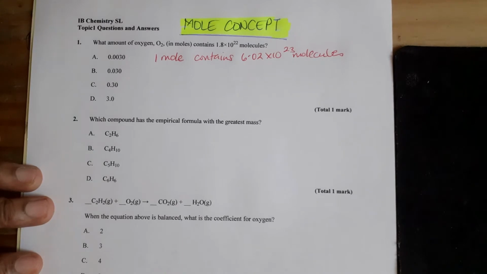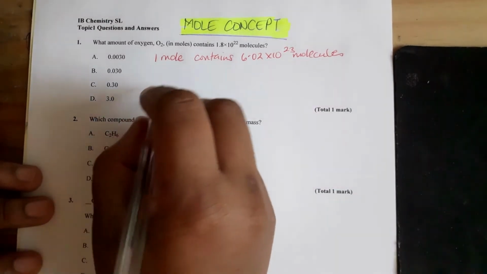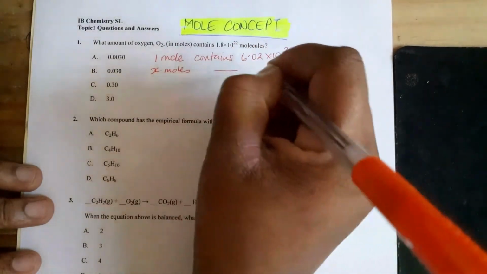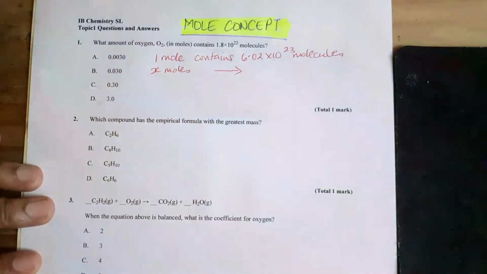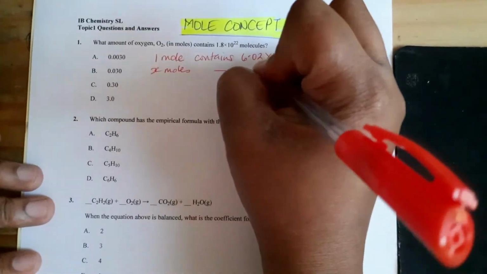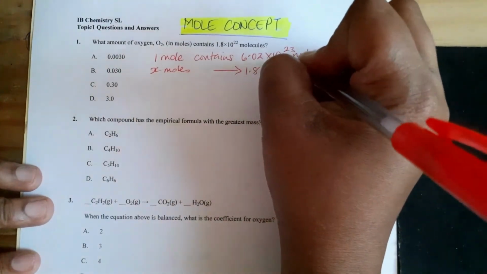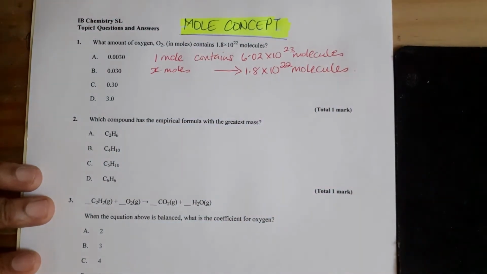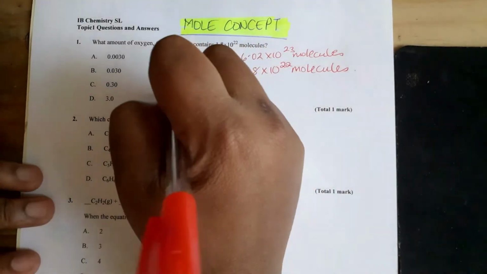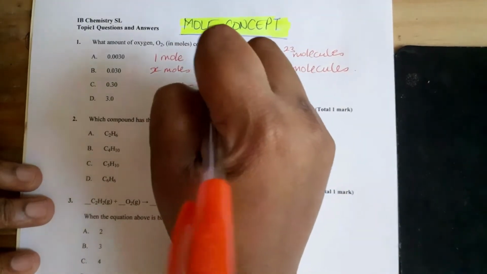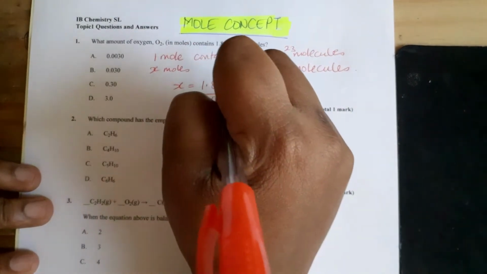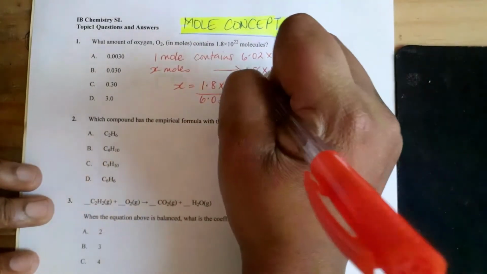So the question wants us to find out what number of moles, let's call this X, will contain 1.8 times 10 to the 22 molecules. That's a simple, straightforward question. I just need to solve for X, and therefore X will become 1.8 times 10 to the 22 divided by 6.02 times 10 to the 23.